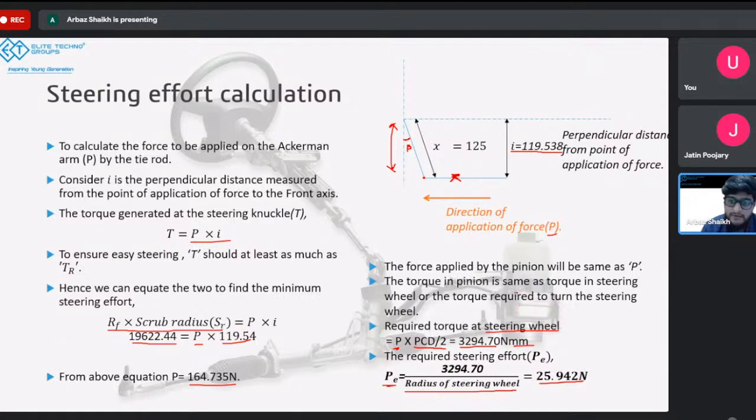Now, since we know what force is required at the pinion, we can calculate the force required at the steering, because the torque of steering and pinion will be the same, because they have the same amount of rotation. They are rigidly connected. 1 degree of rotation of your steering wheel will be equal to 1 degree of rotation of your pinion, right? So that's why we can equate the torques of your steering wheel and your pinion. So pinion torque is equal to P multiplied by PCD by 2, right? Force into perpendicular distance, or the radius, is equal to torque, correct? That torque will be equal to steering effort multiplied by the steering wheel radius, and with that we can calculate the steering effort, which comes out to be, in our case, 25.94 Newton. And that's how you calculate the steering effort.